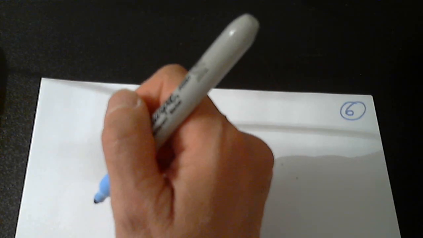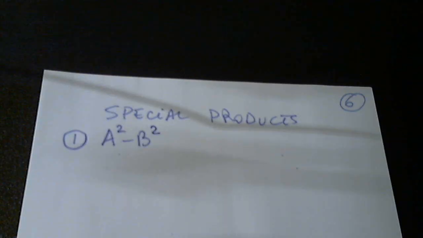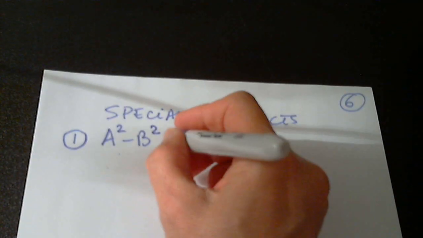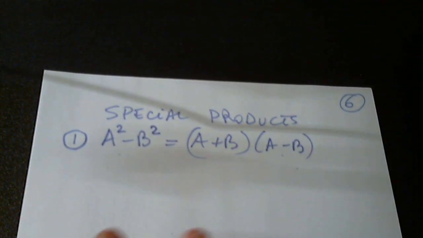First, I wanted to review with you special products for binomials. I'm going to list them, and we're going to use them one by one slowly. So the special product, number 1, is a squared minus b squared. We have to remember that this is a plus b times a minus b. And we're going to have examples in a minute.